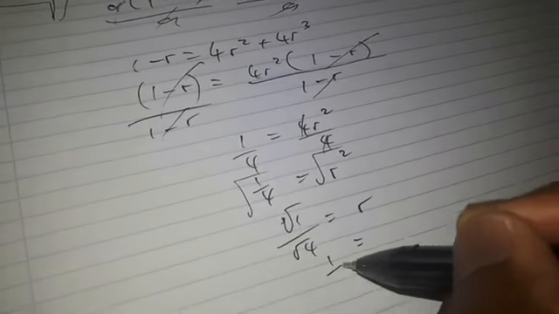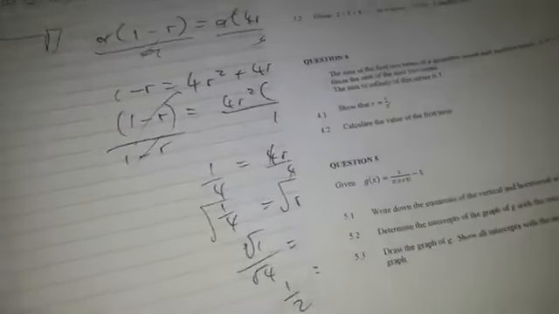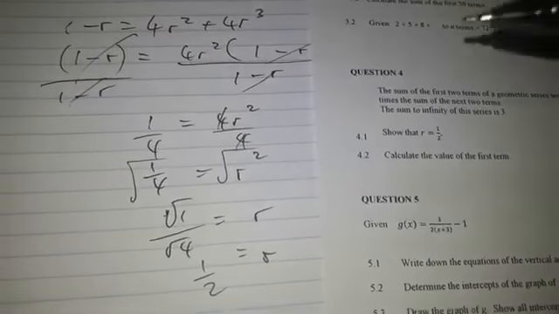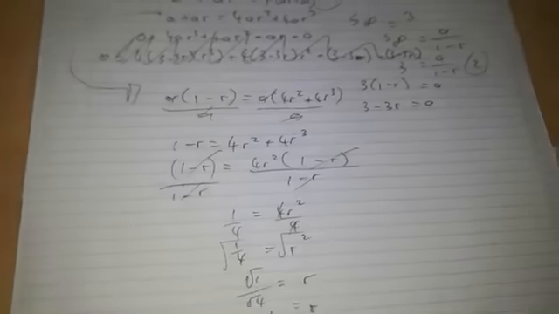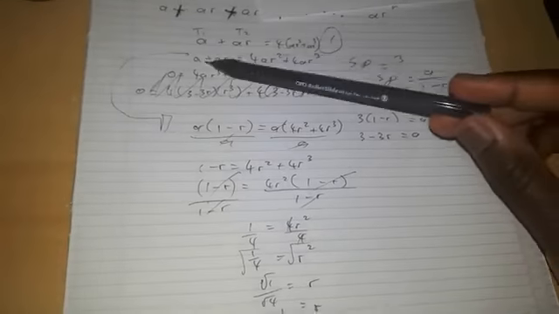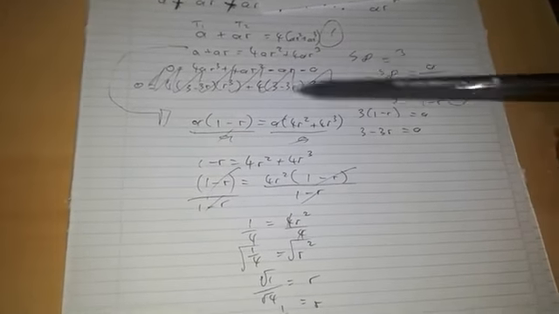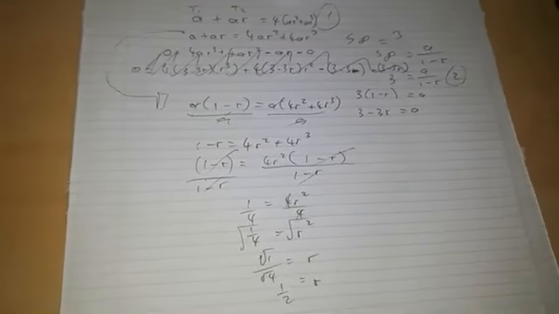which is just 1 over 2. And that's exactly what they wanted us to show. You see, they said here we should show that r is equal to a half. And we've done that. We were about to overcomplicate it, but remember, always be ready to change your mind. So that's how we did question 4.1. That's all we had to do.